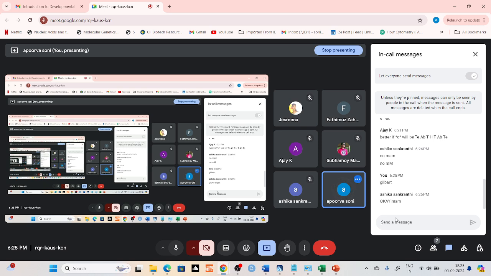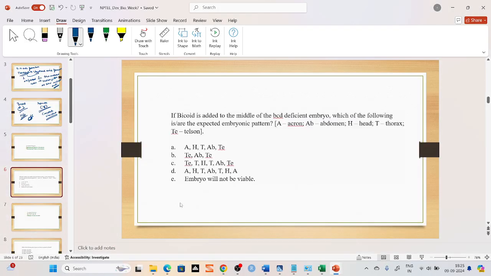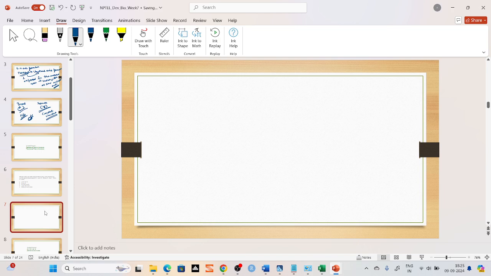Okay. Anyways, now we'll try to solve this question. So let us see what happens in a normal condition, that means in a normal wild type condition. What happens? What is the anterior most part in the normal condition?